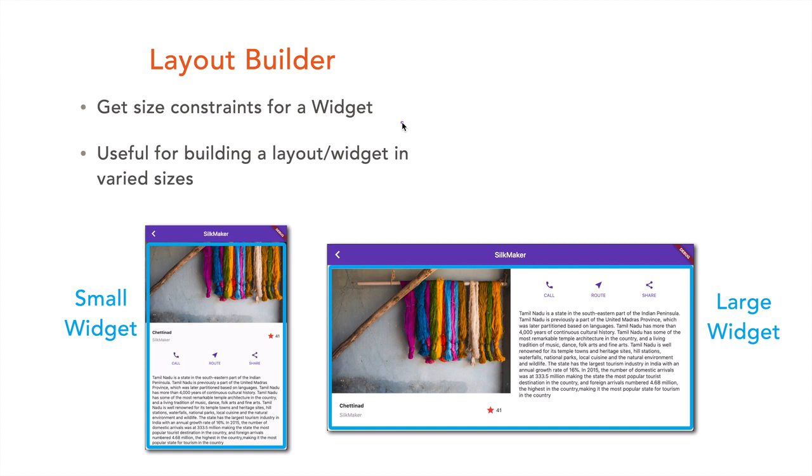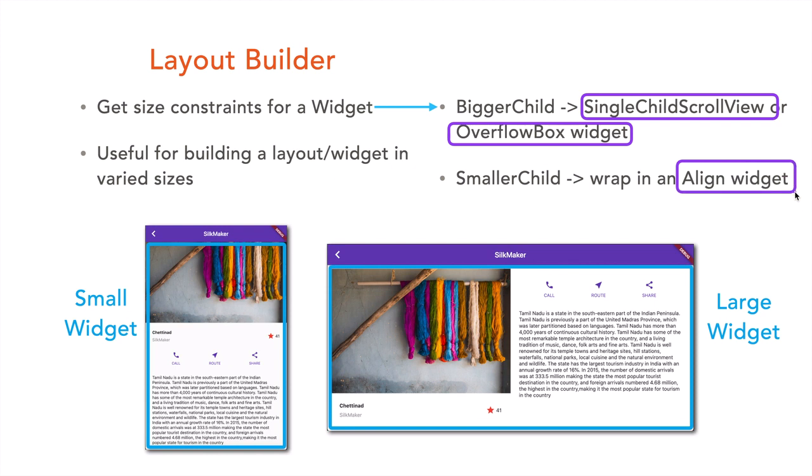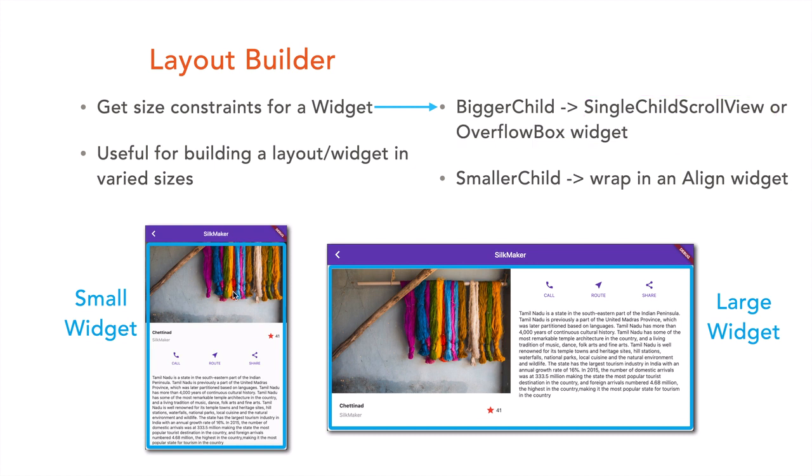But in case your widget needs to cross the size constraints, if your widget wants to go bigger than the box constraints provided, then you can wrap your child widget in a single child scroll view or an overflow widget. Similarly, if you need your widget to be smaller than the provided box constraints, then you can wrap it in an align widget so that the widget will be shown in the appropriate position in the overall space available. Here is an example of a widget that is built in two different sizes using Layout Builder.